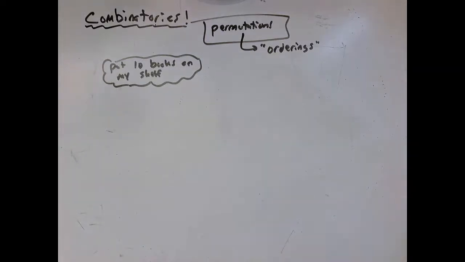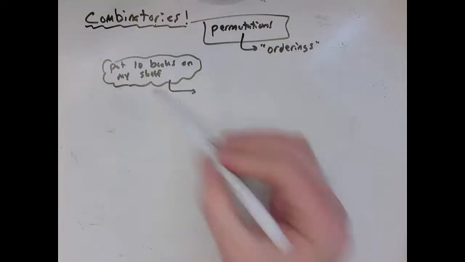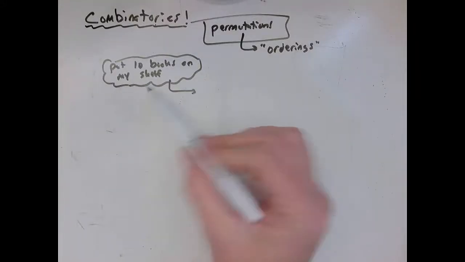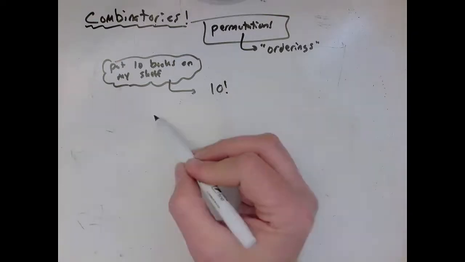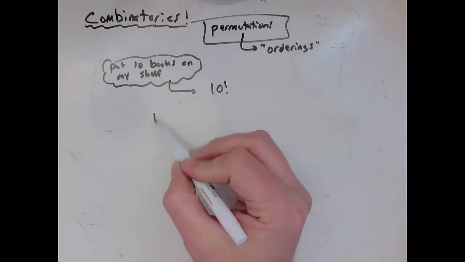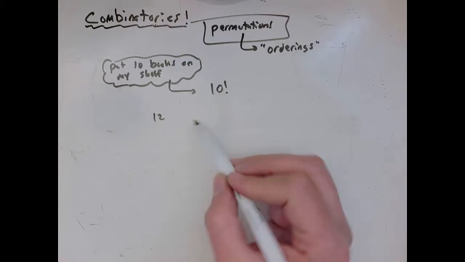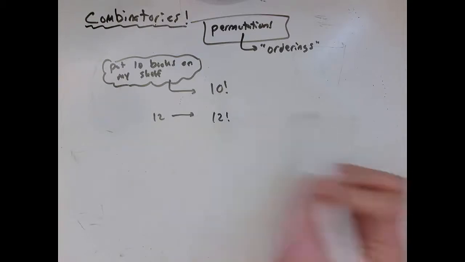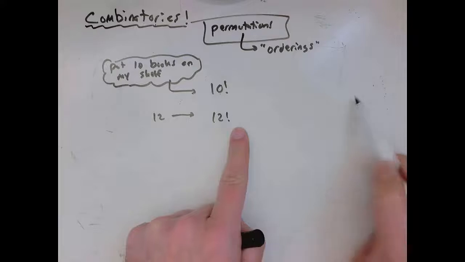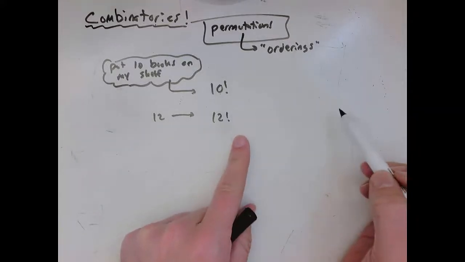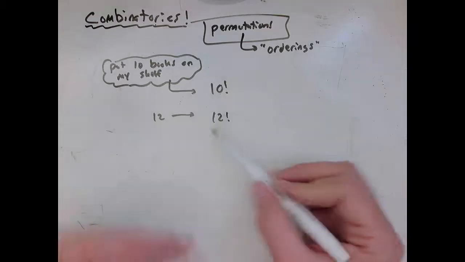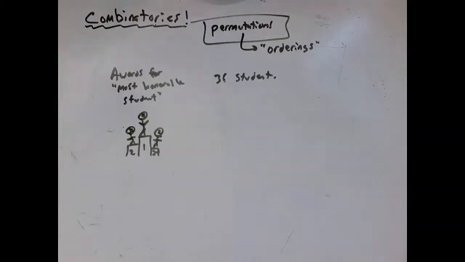Okay, so back to permutations. If I want to know how many different orders I could put 10 books on my shelf, the answer is 10 factorial. If I ask you how many different orders I could put 12 books on my shelf? 12 factorial, for the same reason. You could work this out as a fundamental counting principle problem, but hopefully you see the pattern is going to end up as 12 factorial.